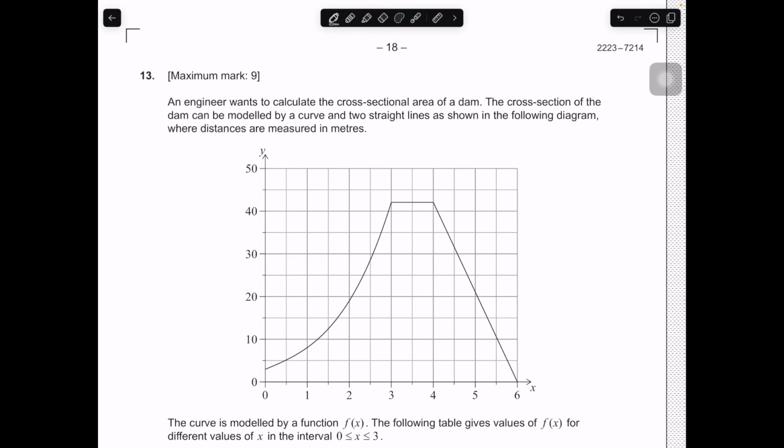An engineer wants to calculate the cross-sectional area of a dam. The cross-section of the dam can be modeled by a curve and 2 straight lines as shown in the following diagram, where distances are measured in meters. So he wants to find the area under the curve here. So this curve right here, he wants to find the area underneath.